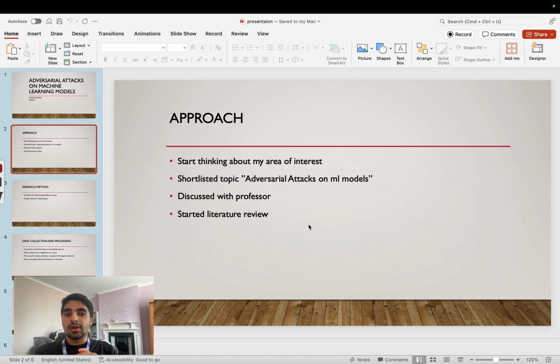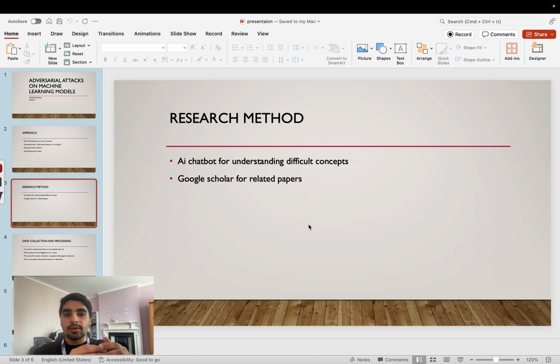When I shortlisted the topic, I discussed it with the professor, and the professor said it's okay. He asked me what my approach would be and how I would do this. I told him a little bit, and then he approved, and I started working on this. The first step was the literature review, to see what existing research papers and data are available on this topic.